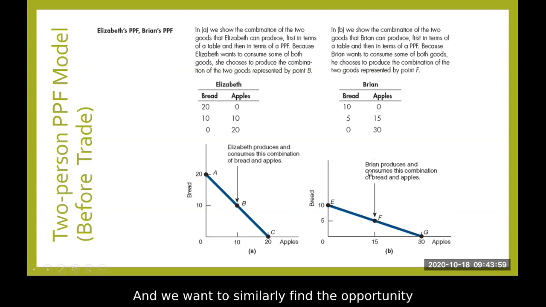And we want to similarly find the opportunity costs for Brian. So here, if we're using the points E and G, the slope between these 2 points, so the rise is 10 over the run, which is 30. So 10 over 30 is 1/3.